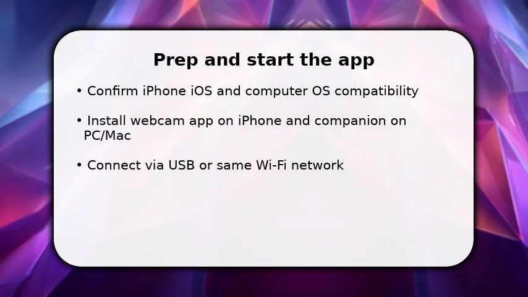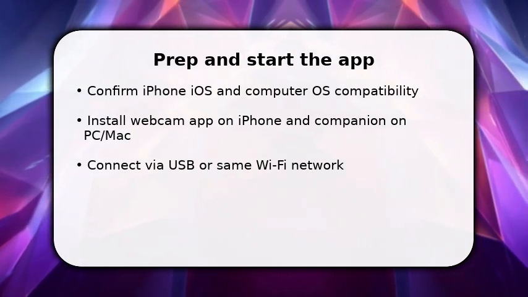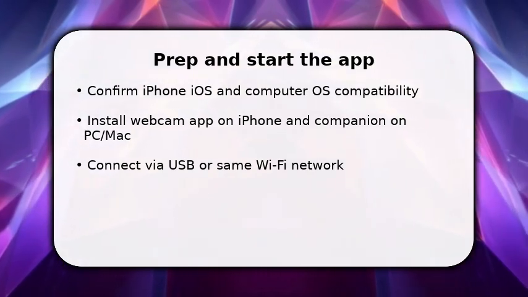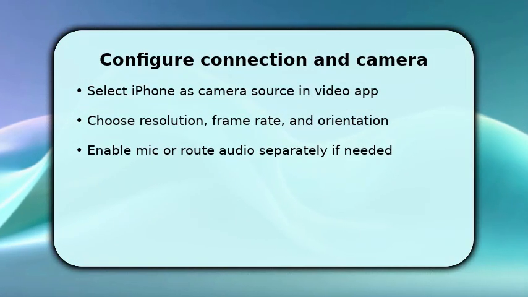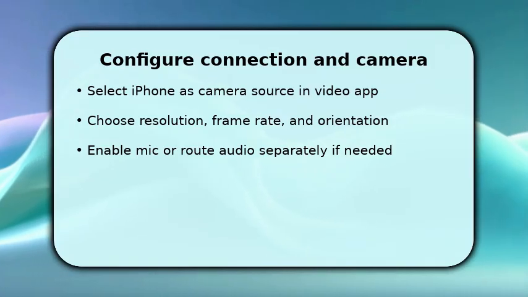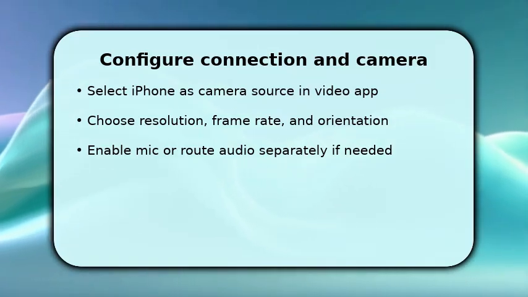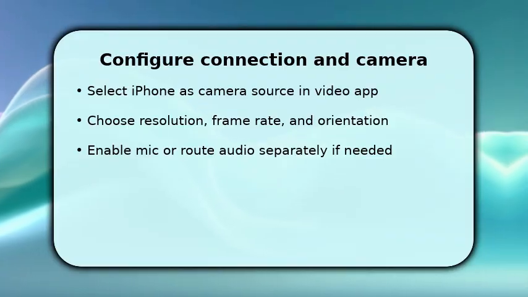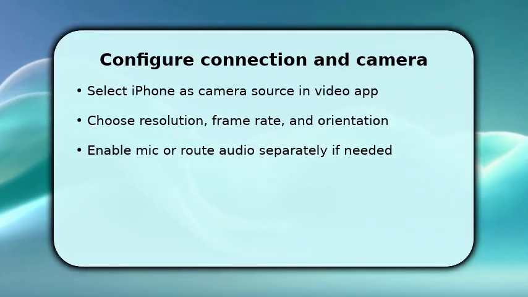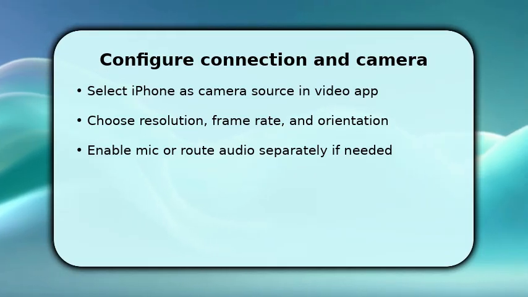Now connect the feed to your meeting or streaming software. Open your video app and select the iPhone model shown by the companion software as the camera source. Then configure resolution and frame rate. Pick 720p or 1080p depending on bandwidth and CPU, and rotate or flip the image if required.